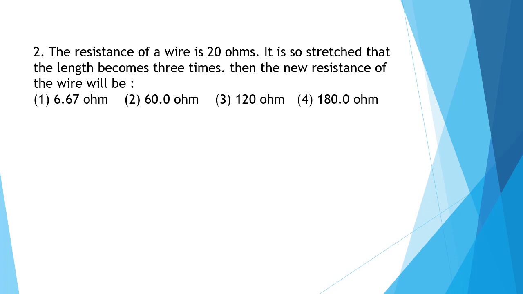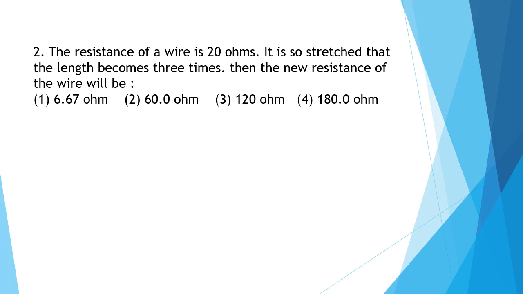Question 2. The resistance of a wire is 20 ohms. It is so stretched that the length becomes 3 times. Then the new resistance of the wire will be. To solve such type of questions, one thing you can do is solve it using R is equal to rho L by A, and here you will keep the volume as constant, so you will get the new L and new A and you can solve it.